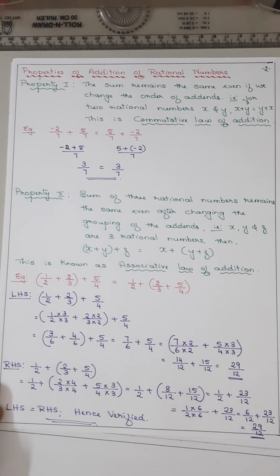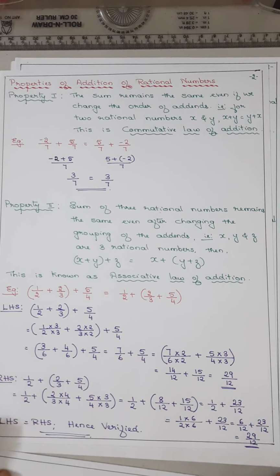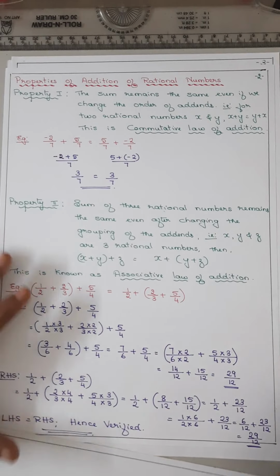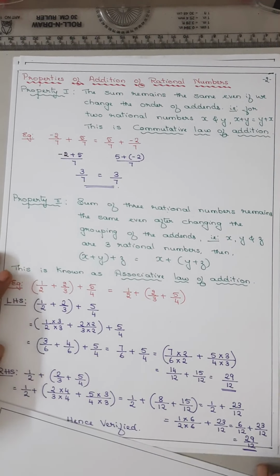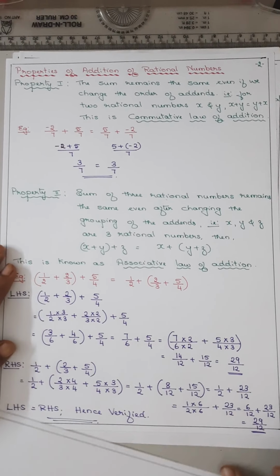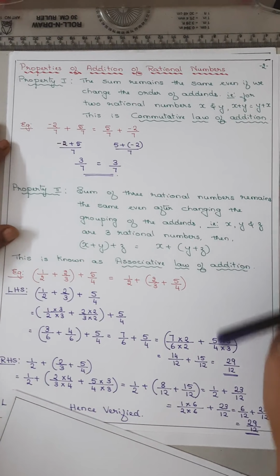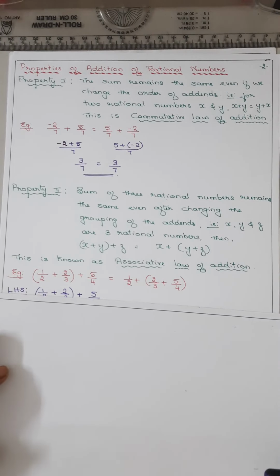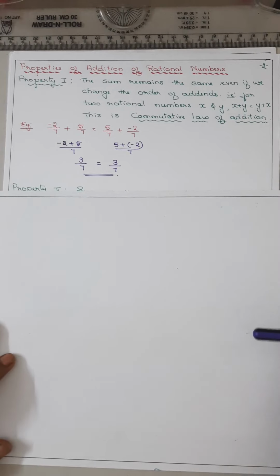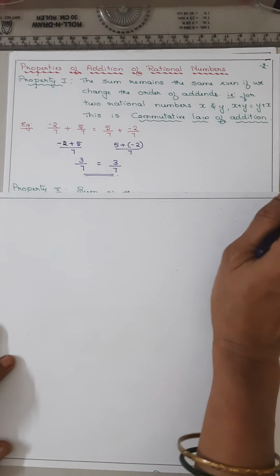Now coming to the properties of addition of rational numbers. So we'll see the properties for each and every operation. We have to see the properties. So first it is the properties of addition of the rational numbers. So the first property is property 1. The sum remains the same even if we change the order of the addends.